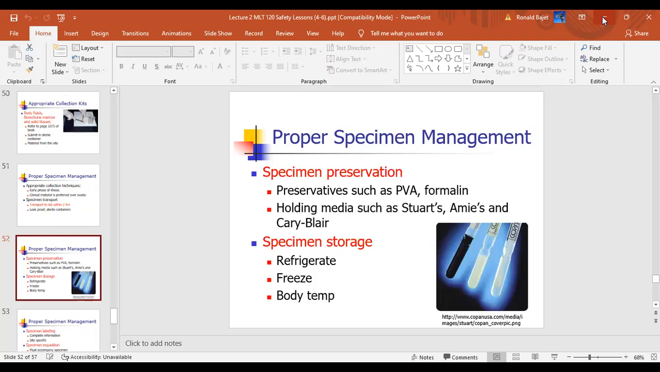Specimen preservation, like PVA, polyvinyl alcohol. For stool, formalin. They don't use formalin anymore, and PVA because it has mercury. But we'll talk about stool collection procedures. There's holding media like Stewart's, Amies, and I mentioned Cary-Blair already. Specimen storage: refrigerate, freeze, or body temperature.